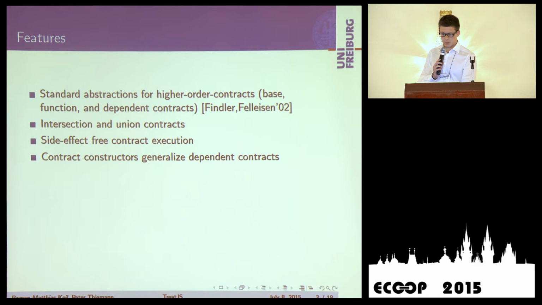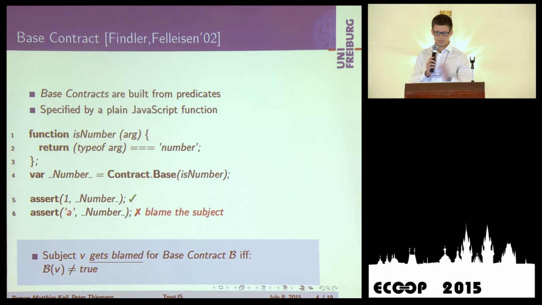First, I will recapitulate base and function contracts, and then I will go to the new features of TreatJS. As in other contract systems, predicates are the fundamental building blocks of all other contracts. In TreatJS, a predicate can be specified by using plain JavaScript functions. So, for example, here is the isNumber function, which checks if its argument is of type number. Each predicate uses the full expressive power of JavaScript.